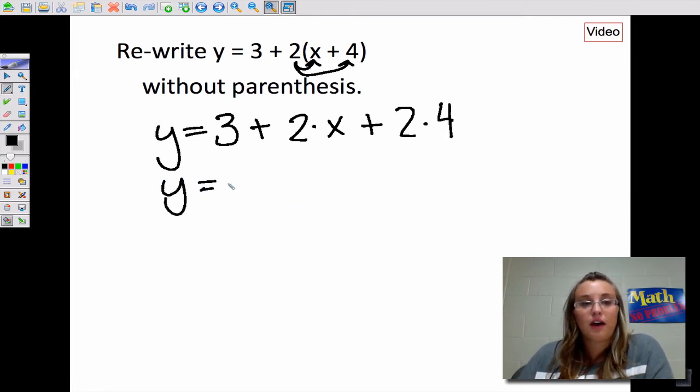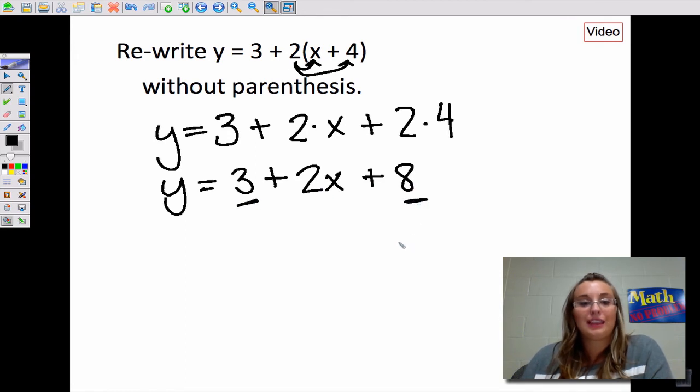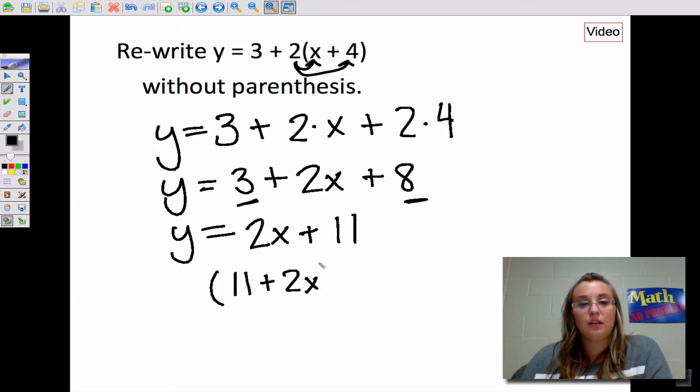Now, simplifying, 3 plus 2 times x we write as 2x, 2 times 4 we write as 8, and then 3 and 8 are actually like terms. They have the same variables, meaning they don't have any variables. They're constants. We'll learn what that is later. And so I'm going to combine 3 with the 8, so I'm going to write 2x plus 11, or optionally you could write 11 plus 2x. It really means the same thing, but we generally like to put the term with the variable first. So y equals 2x plus 11.